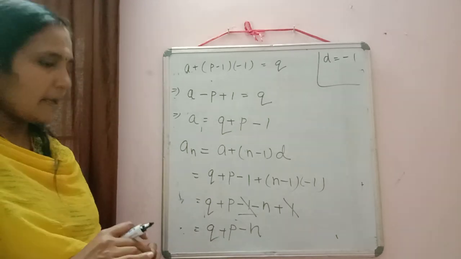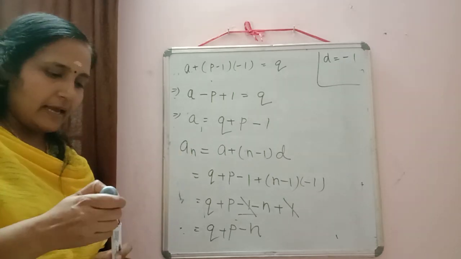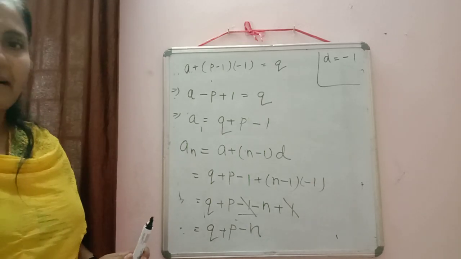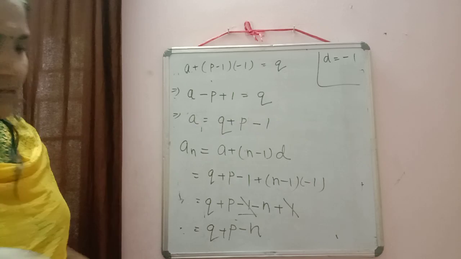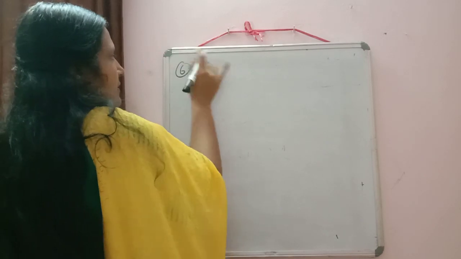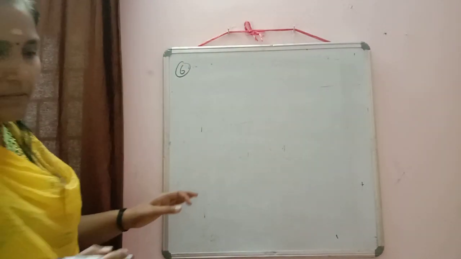So whenever these types of questions are there, you will not get the value of A and D in terms of numbers. Sometimes alphabets only will come there. Clear? Okay. So moving on to the next question. Question number 6 is, it was given m times the mth term of an AP.